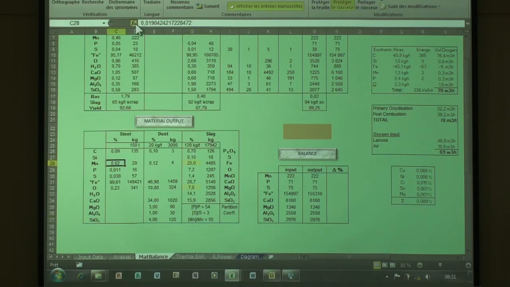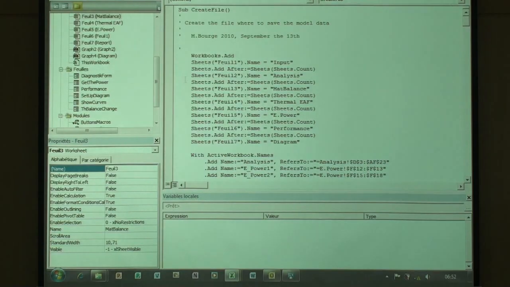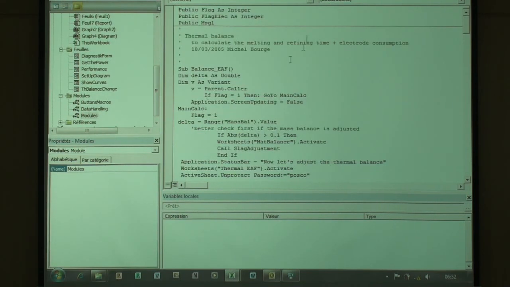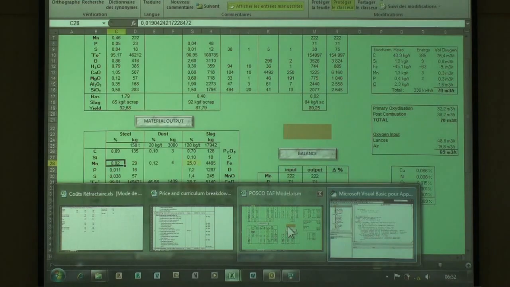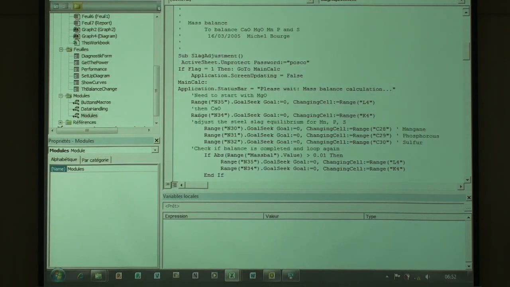So here you see this is a very big number. And of course I don't put it by hand. This is the result of, let's say, loops. You will see in a macro. So the material balance. This is the slide adjustment. This is what's happening when you click on this button here. Yeah, this one. You start this macro.